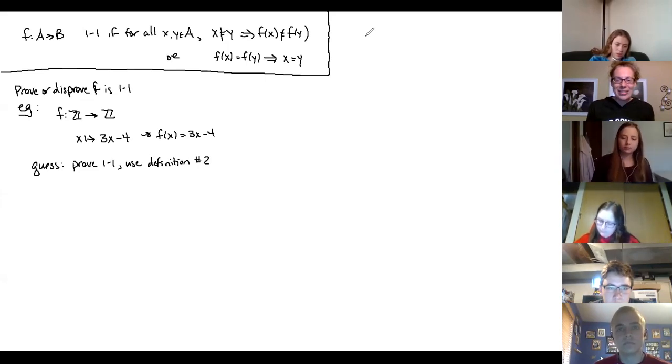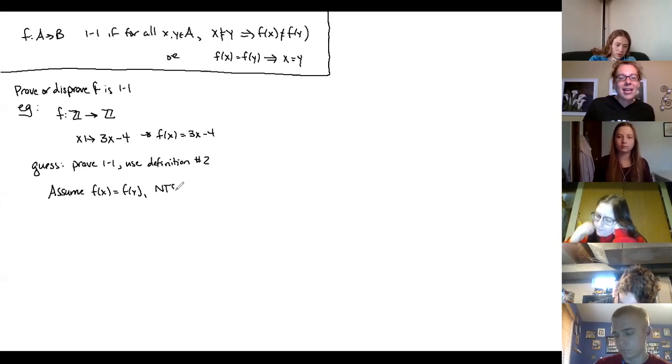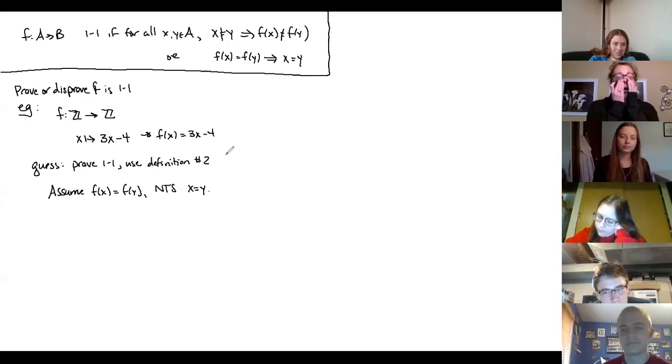Okay, we got the definition fixed. I still like the second one better because then we have equals as opposed to not equals. So let's assume that F of X equals F of Y, and I need to show that X equals Y. Better, there we go. Okay, so here's what we get to assume.